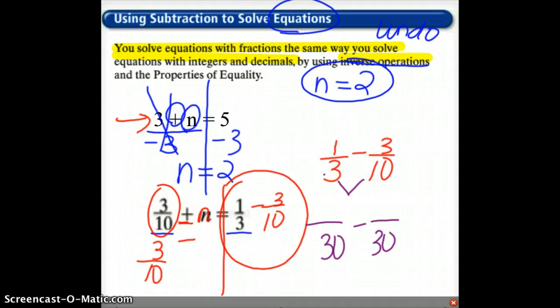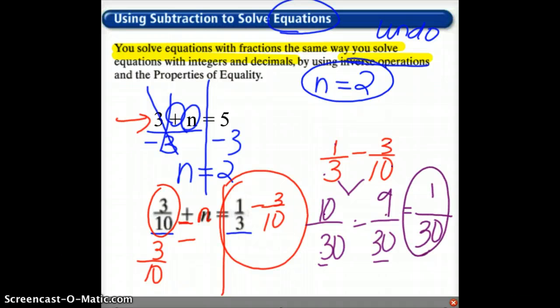3 times 10 gives me 30, so 1 times 10. 10 times 3 gives me 30, so 3 times 3. Now, my answer is going to have the same denominator. I just subtract the top numbers. 10 minus 9 is 1/30.